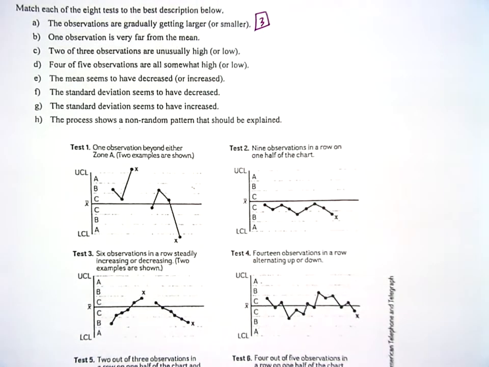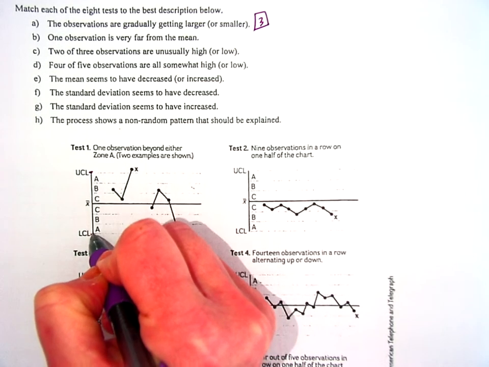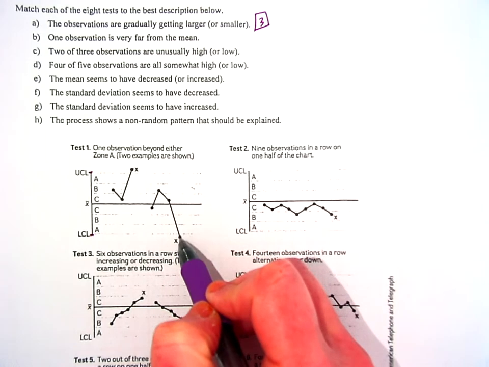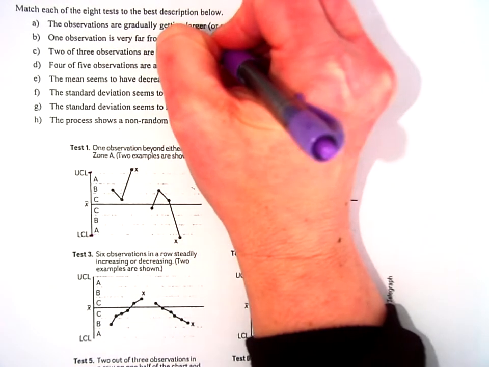Okay, for B, one observation is very far from the mean, and that's really the situation that we just saw in example 4. So where do we see that one data point that is exceptionally high or exceptionally low? Beyond zone A. So zone A, right, that right there is the upper control limit, the lower control limit. So we're saying these points are beyond 3 standard deviations of the mean. So that's test 1.